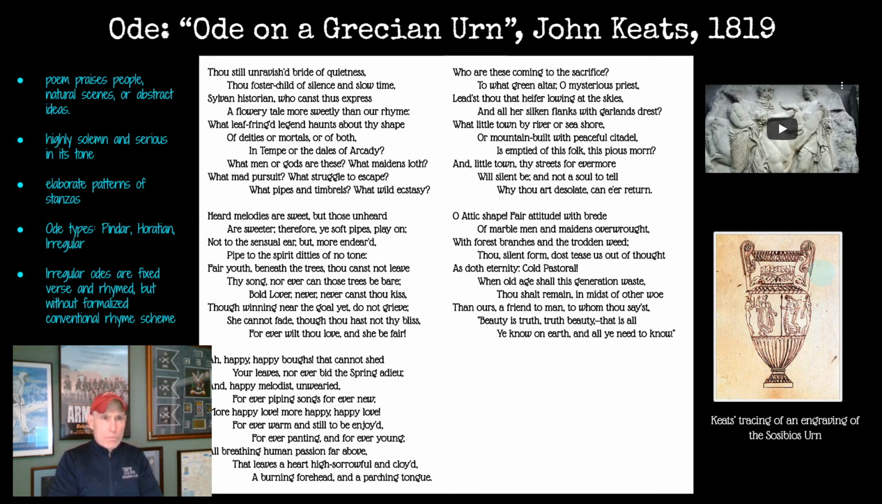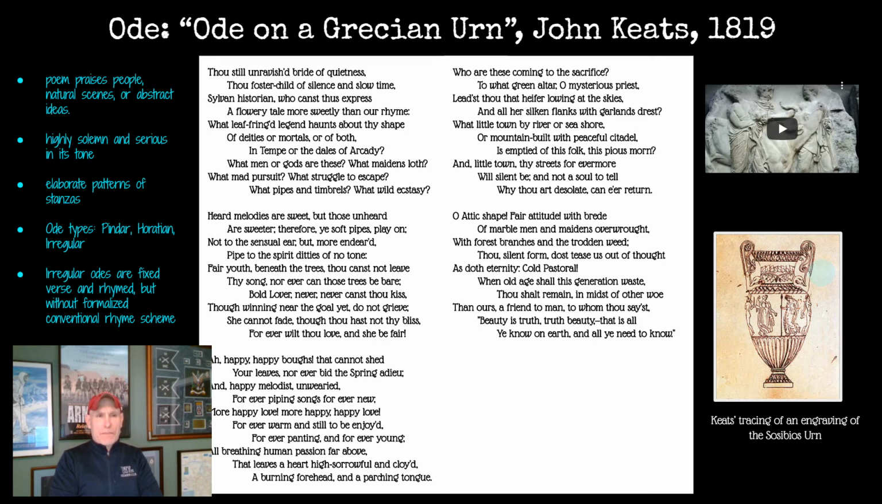An ode praises a person or some sort of abstract idea. The poet talks about or to the person, the natural scene or object, or the abstract idea. That is the subject of the poem. You can see that it is often very solemn, serious in its tone. And there are the poetic patterns, the stanzas and the rhyme schemes. They're very, very elaborate. There are three kinds of odes.